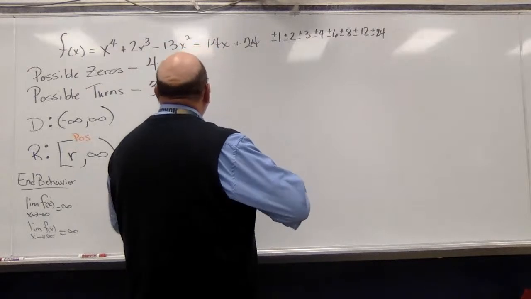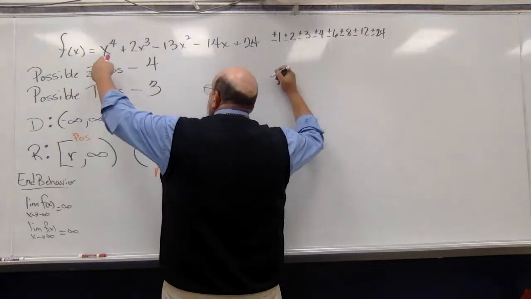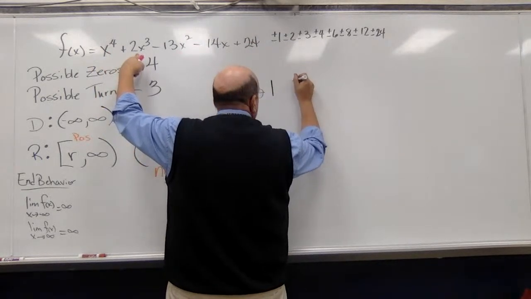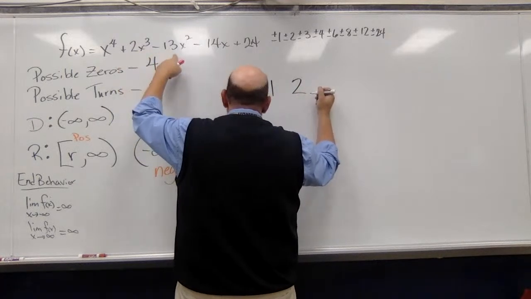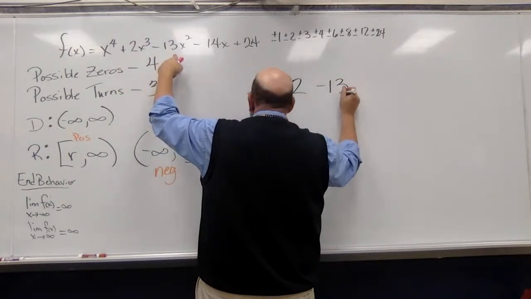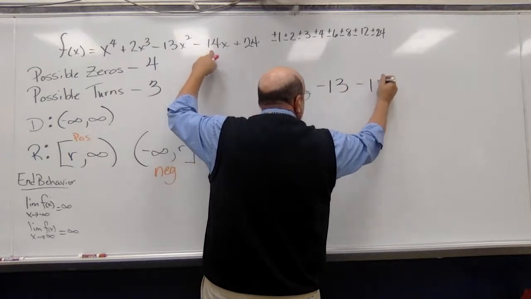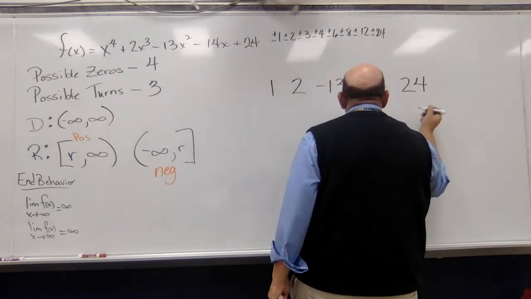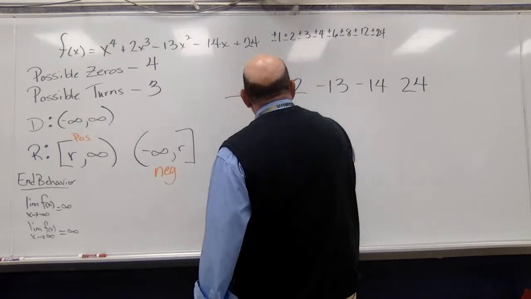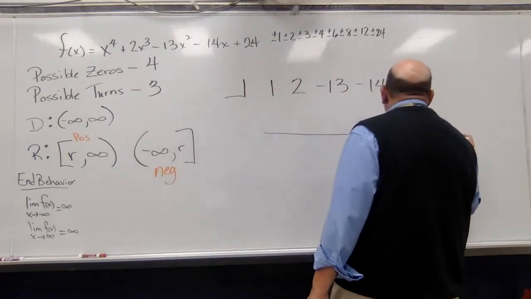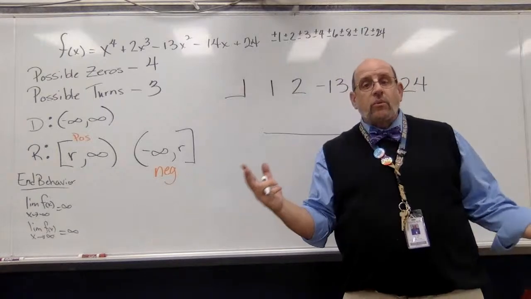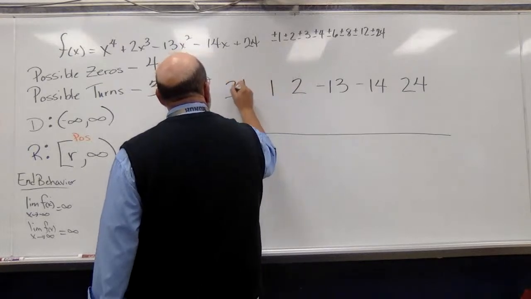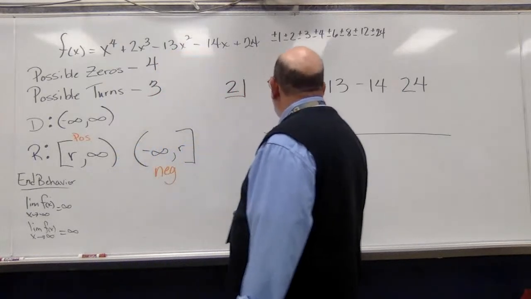So let's go ahead and list our coefficients. X to the fourth has a coefficient of 1. 2x cubed has a coefficient of 2. Negative 13 x squared. Negative 14. And 24. And I'm going to do this a couple of times until I find what I need. If I find it right away, I personally start with 2. I don't know why. It's just in my head. I like a 2. If I don't find it with 2, I try negative 2.